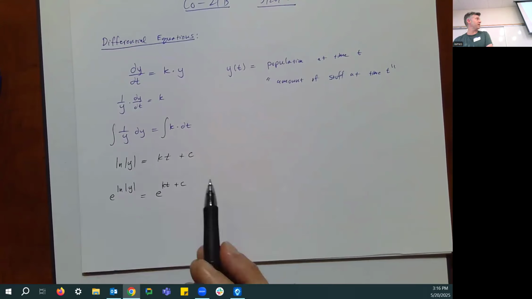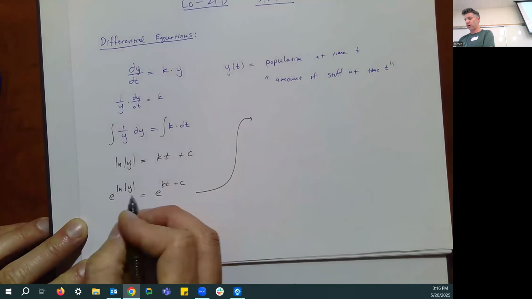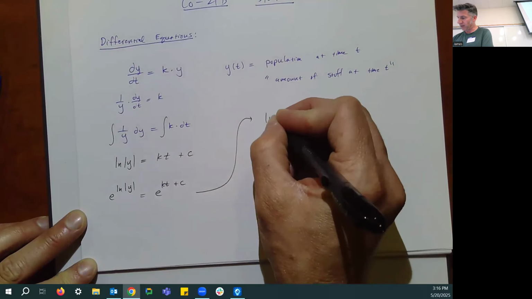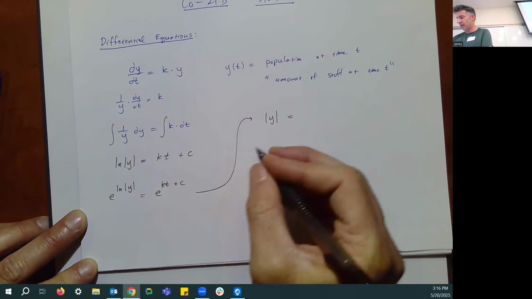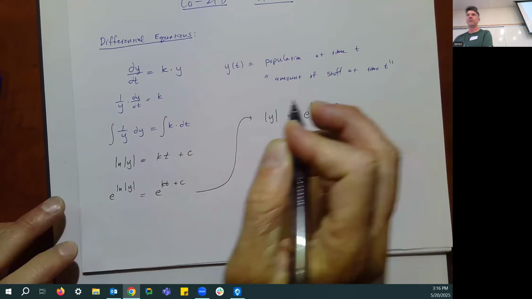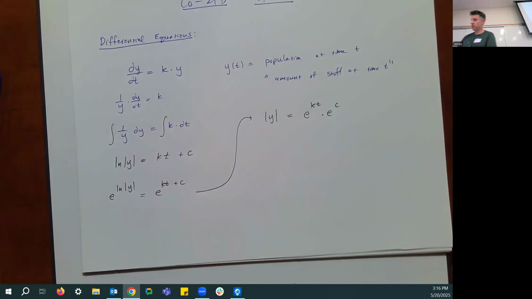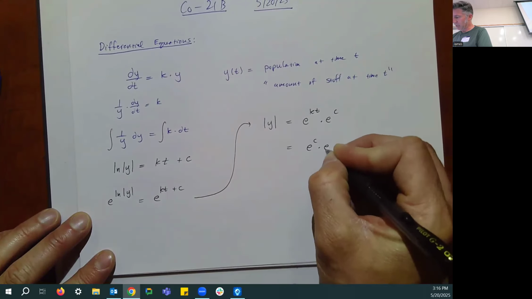And specifically for this setup, whenever you have this kind of thing happen, we do a couple things. First of all, e to the natural log of absolute value of y is just the absolute value of y. And it's going to equal, I'm going to rewrite this right-hand side as e to the c times e to the kt.